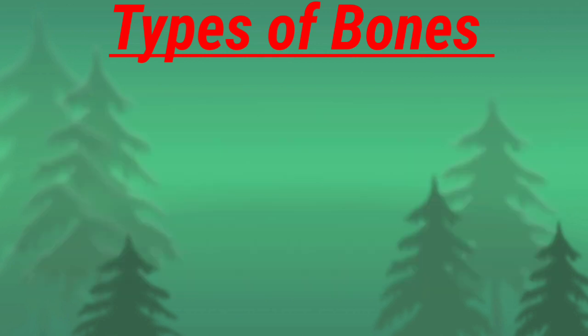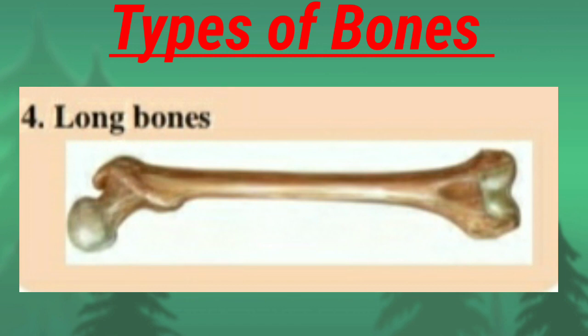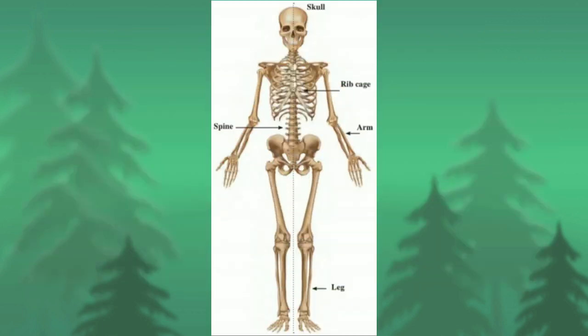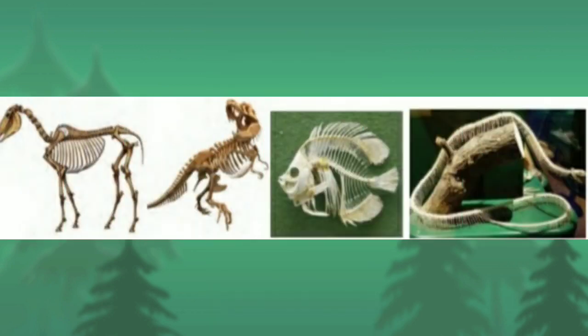The fourth type is long bones. Long bones are hard, dense bones that provide strength, structure, and mobility to the body. Altogether, the human skeletal system is made up of the combination of the different types of bones that we just studied. Based on their body structure, given here are the skeletons of different animals.